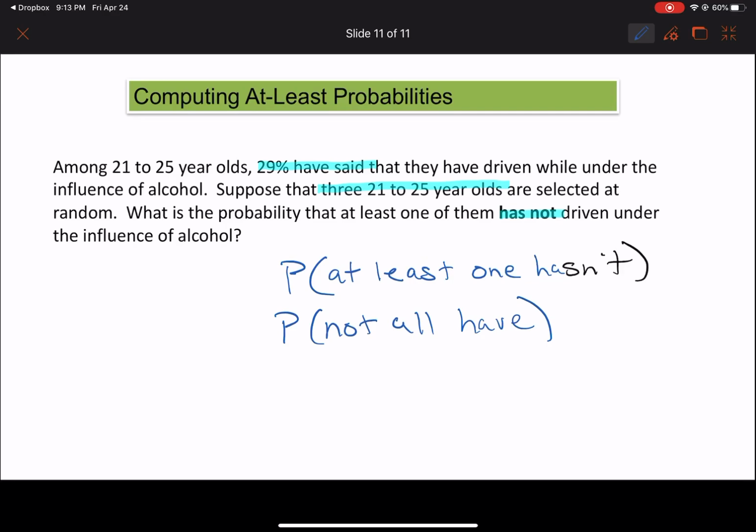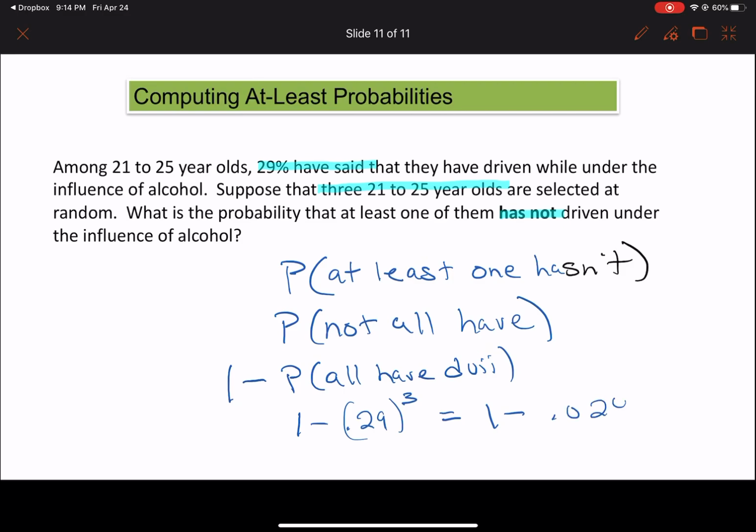Okay, hoping you tried this on your own. So the probability not all have means 1 minus the probability all have driven under the influence. The 1 minus the probability that all have means that not all have. So I'm going to do 1 minus 0.29 raised to the third power, because I took 3 random people. That gives me 0.024389. So 1 minus that number is approximately 0.9756. So there's a 97.6% chance that at least one of them has not driven under the influence of alcohol.